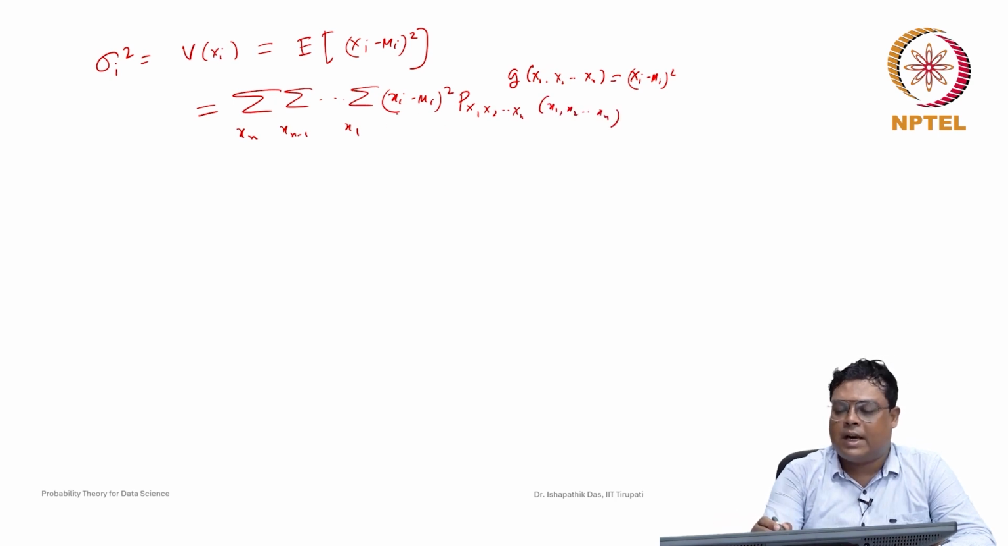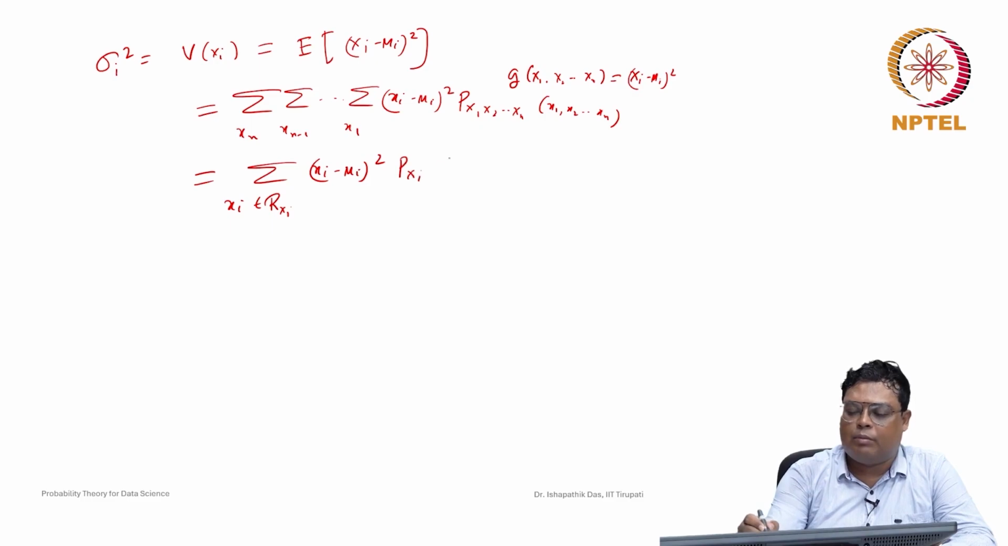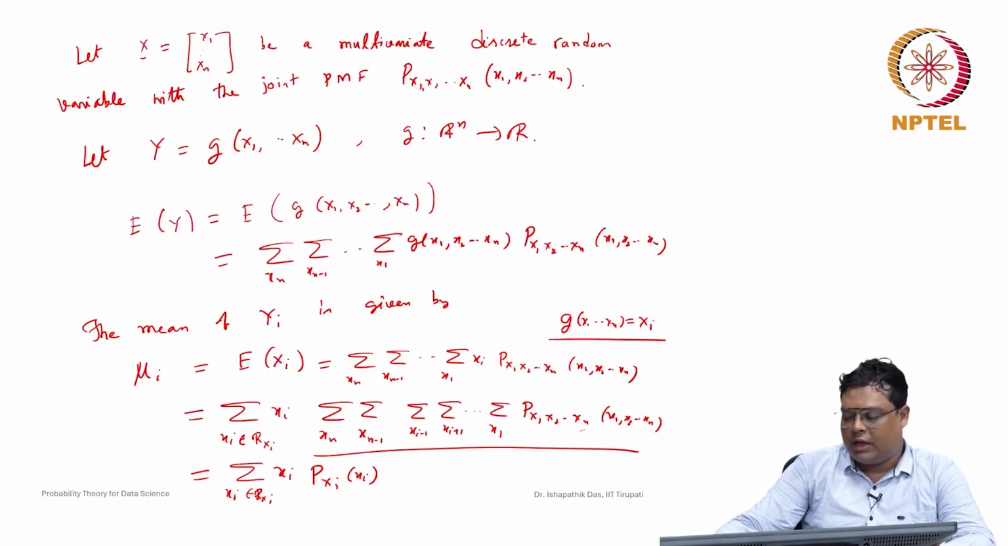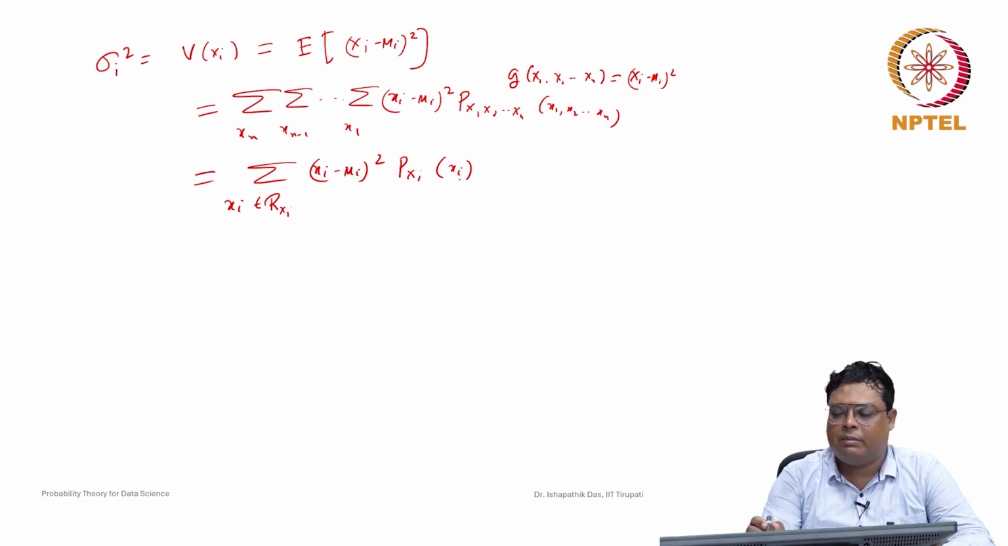Now see that the ith variable we can similarly separate out, and then it can be represented again as the summation over all values xi can take in Rxi of xi minus mu i whole square, and then this is nothing but the marginal probability mass function of xi, very similar to the previous computation we did. That's why I am not repeating these things again. So xi minus mu i whole square will be separated out here, and the remaining part will be nothing but the marginal probability mass function. We can simplify in this way because we are dealing with a more complex situation, a multivariate random variable. So this is the variance.